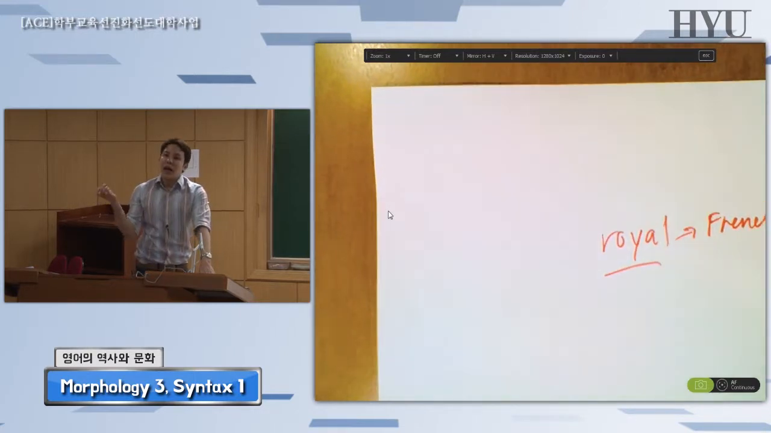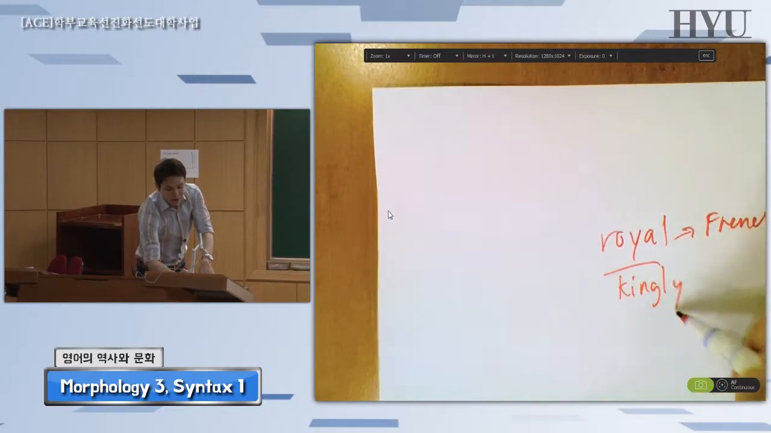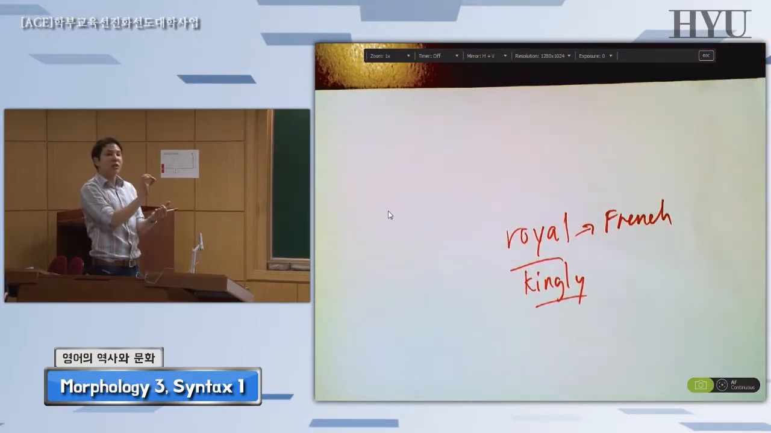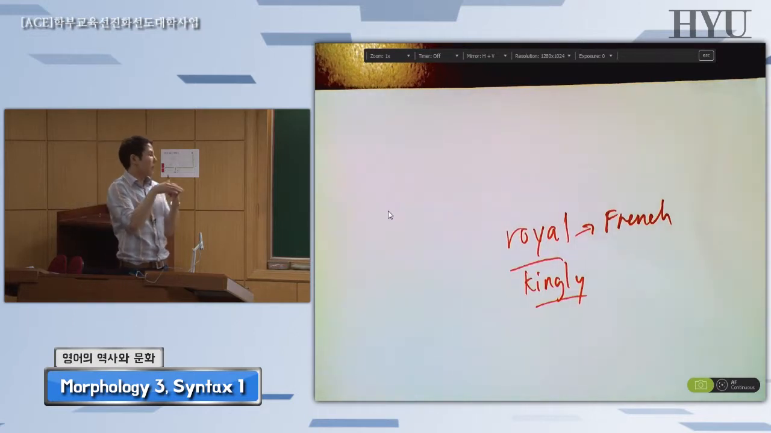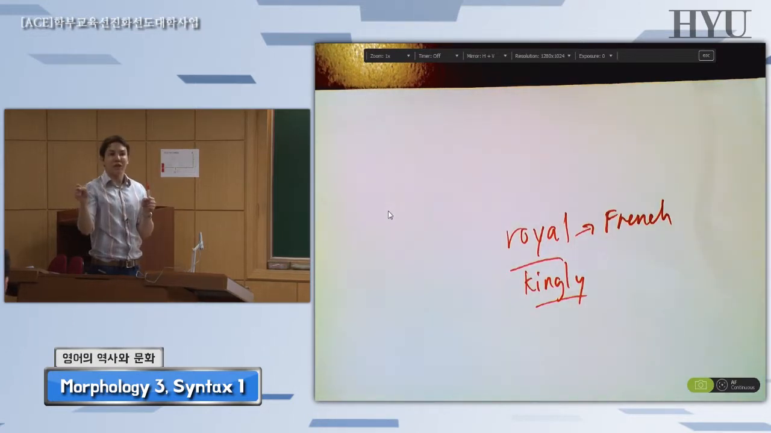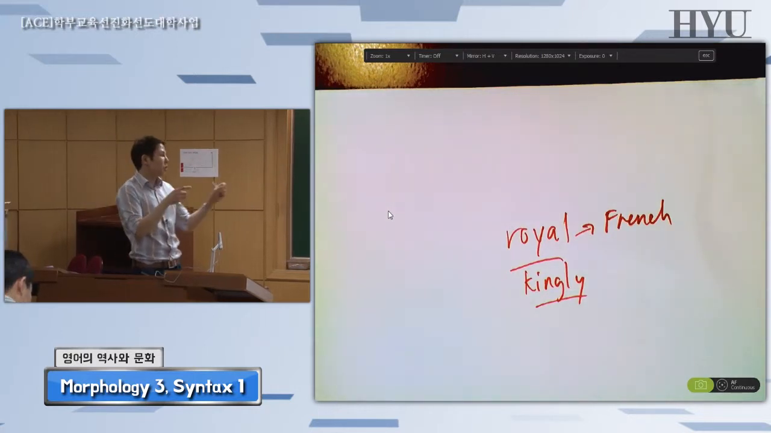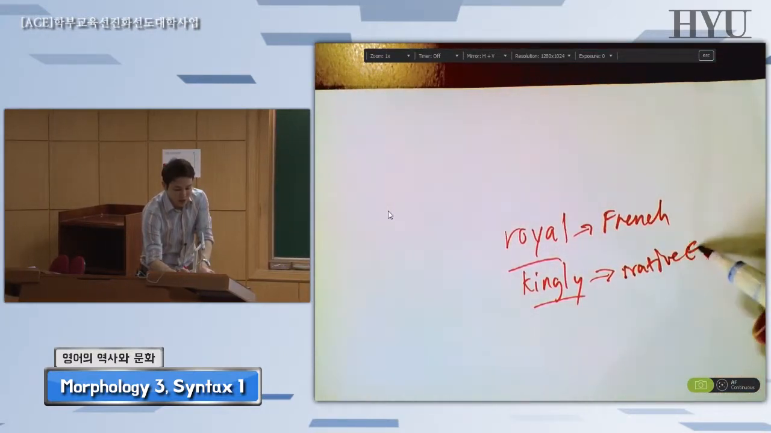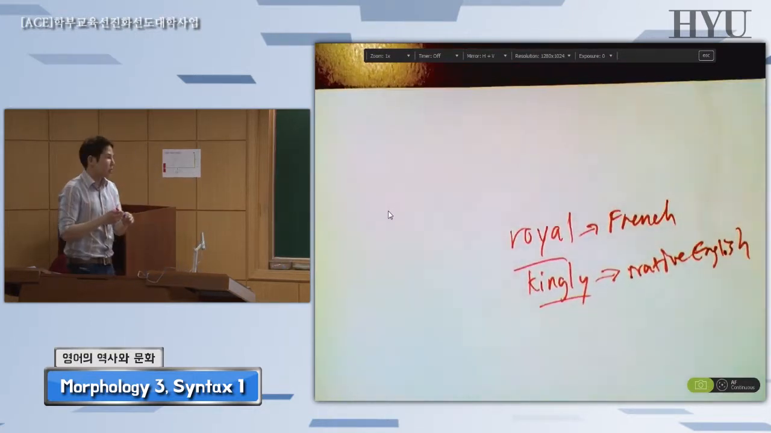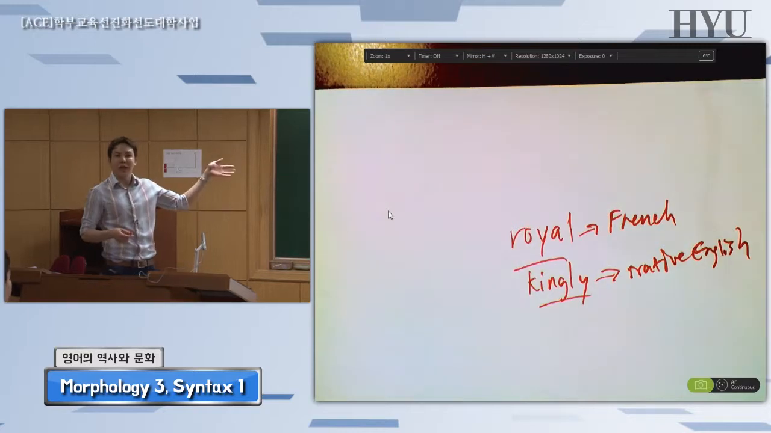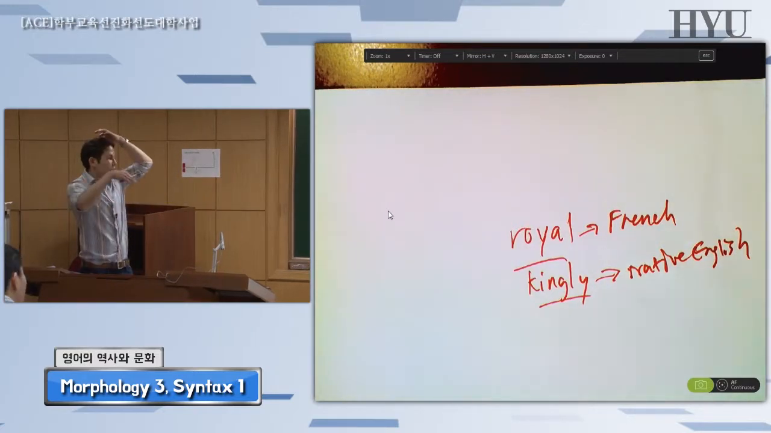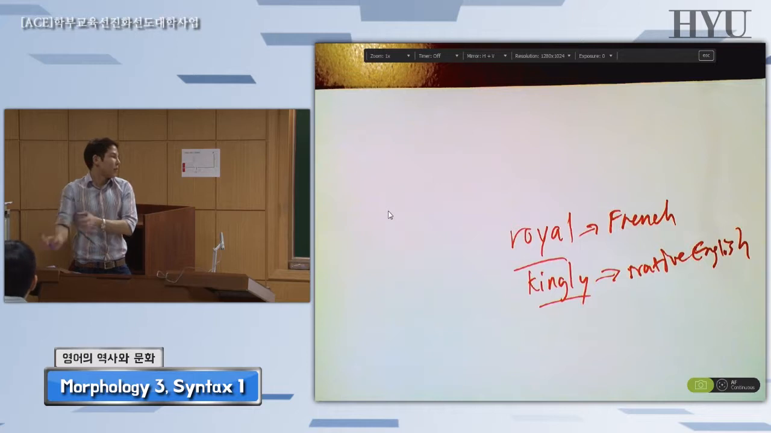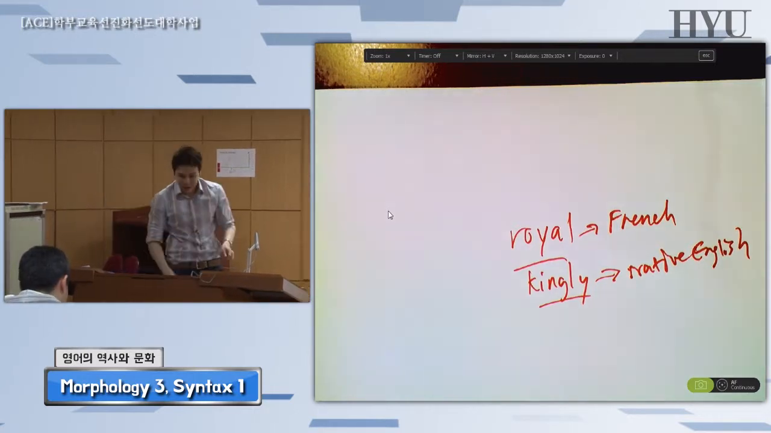But for a native English word, it's like kingly. So we tend to use Latinate words or French words when we talk about high register stuff, okay? Like formal, informal context. We would use royal. But this has the same meaning, but it's native English. Okay, native English terms. And there are a lot of pairs like this, and I'll show you a list of native English terms and also French and Latin terms when we go to the history of English. Okay?